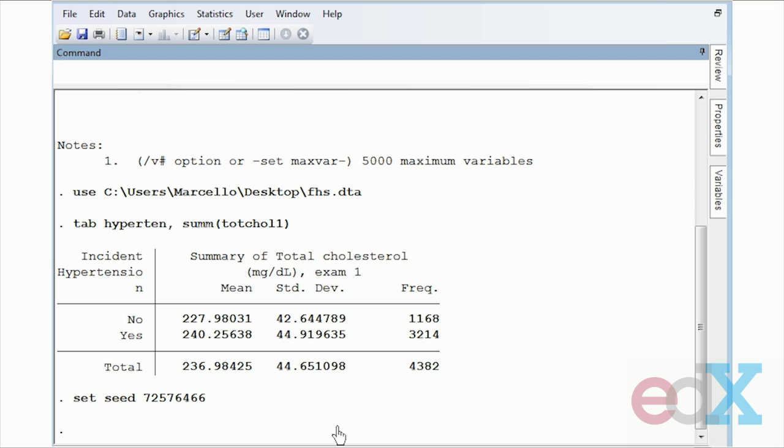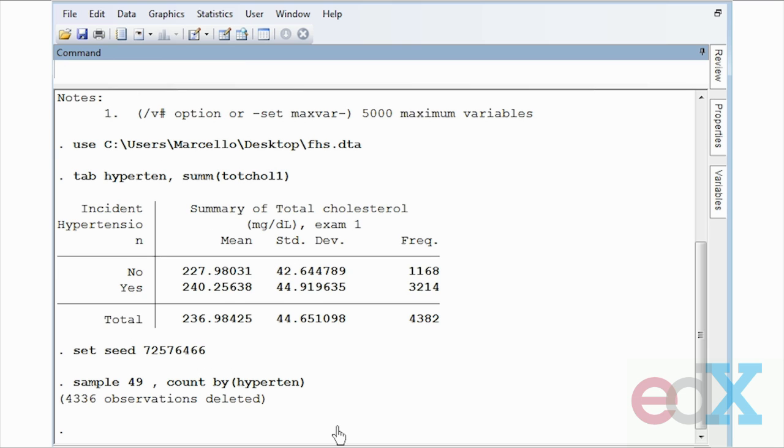Now let's take a sample, let's say a sample of size 49, and let's get one from each. So sample size 49 from each. We'll do that by hypertension. There we have it. Now let's take a look at what we have in our sample.